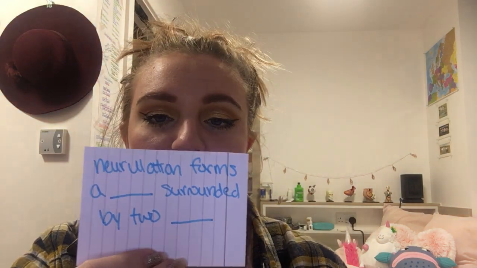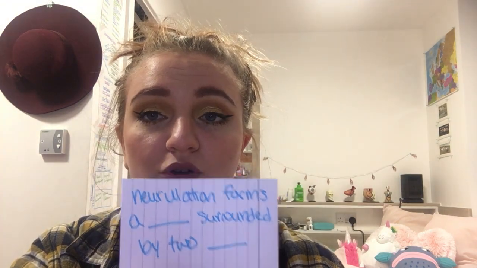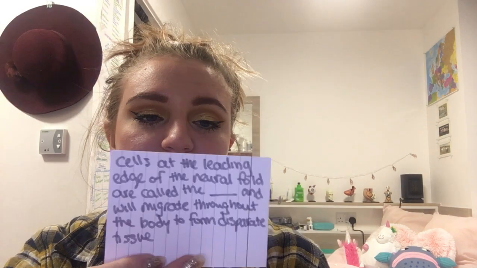Neurulation forms a neural groove surrounded by two neural folds. So neurulation forms a neural groove surrounded by two neural folds. Cells at the leading edge of the neural fold are called the neural crest and will migrate throughout the body to form disparate tissue.